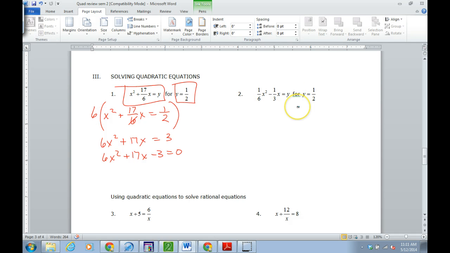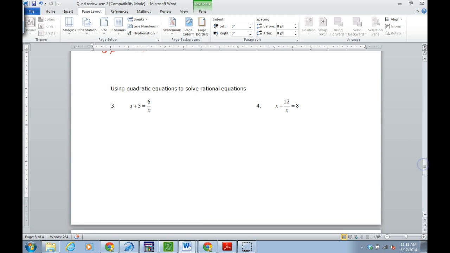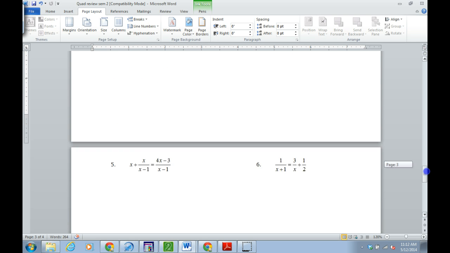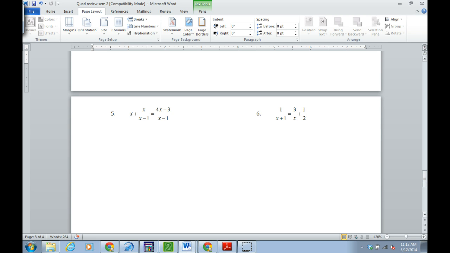Okay, number 2, you do the same way. Number 3. What do I do to get rid of that denominator? Times everything by x. So you're going to have x squared plus 5x equals 6 and do the same thing. Okay? Okay. Number 5. What do I do on that one?